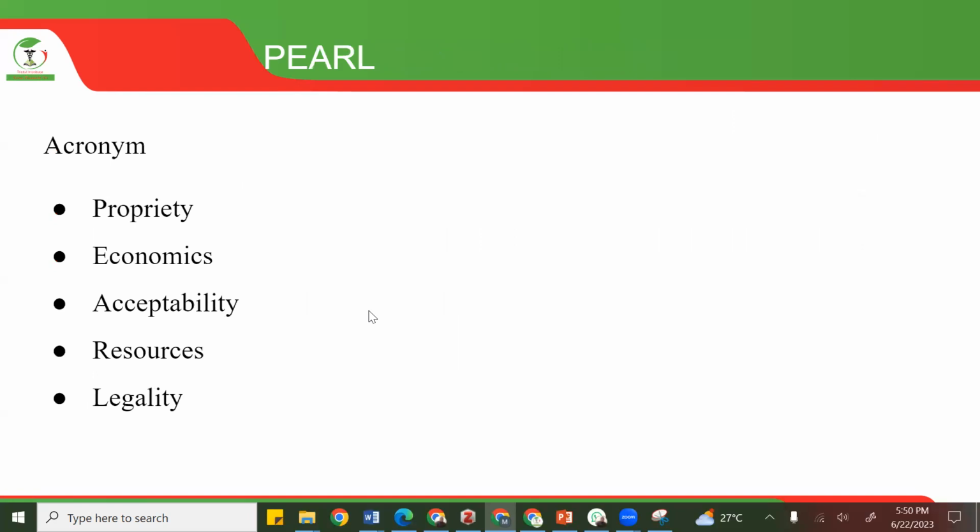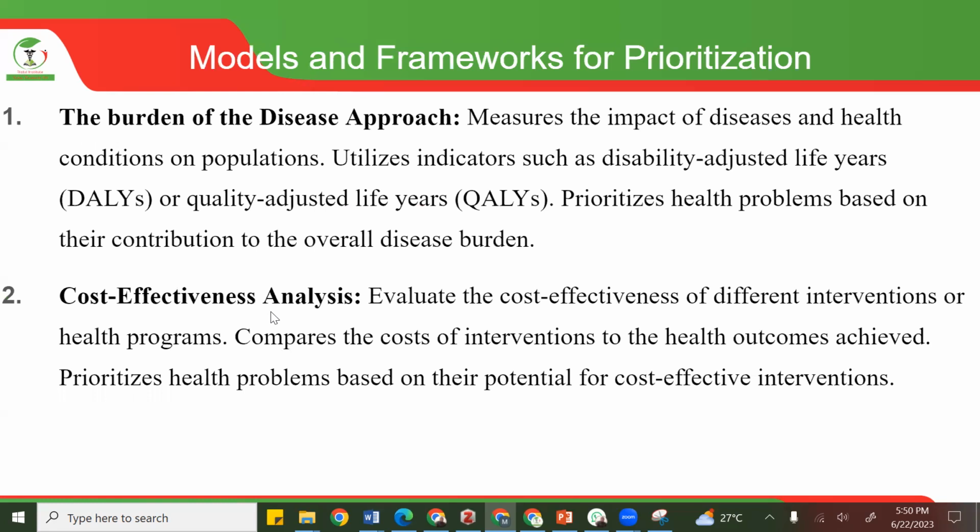So you can use a number of frameworks to basically decide. You can use, for example, PAL, looking at the fairness, the equity issues associated with a particular intervention to address a problem. That is proprietary P. And then economics, the economic resources needed, and maybe the impact of the intervention. Is the intervention acceptable? What resources do you have? The legality of the intervention that you want to implement. Okay.